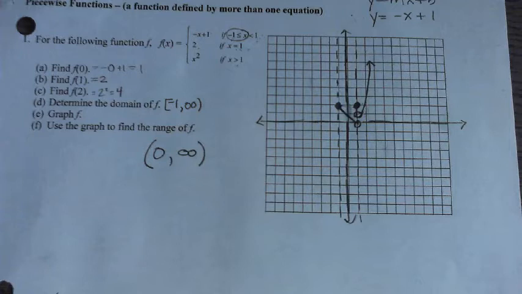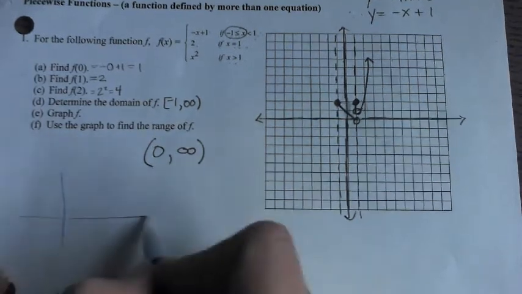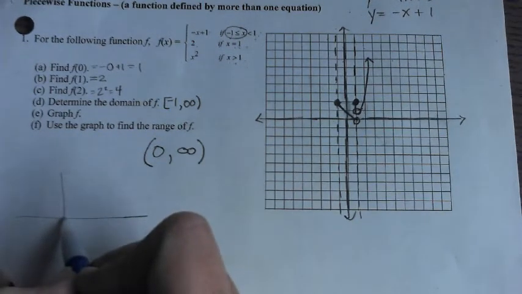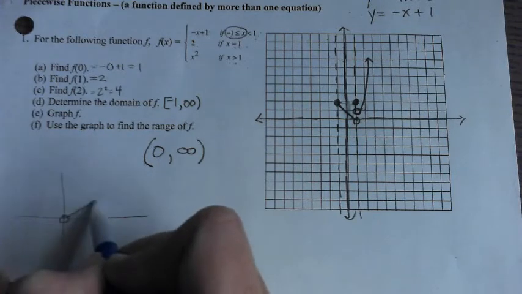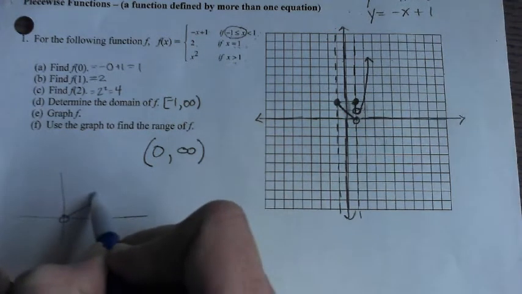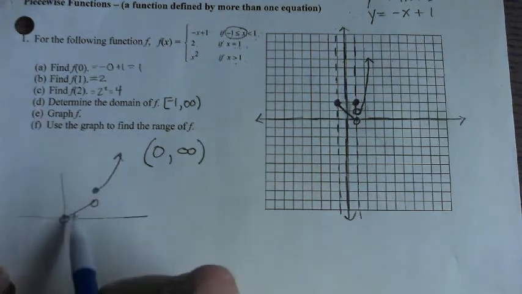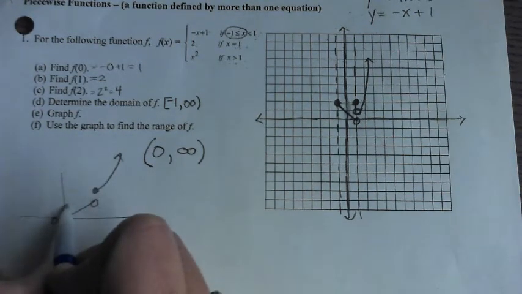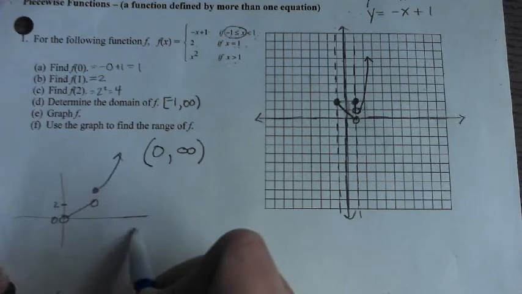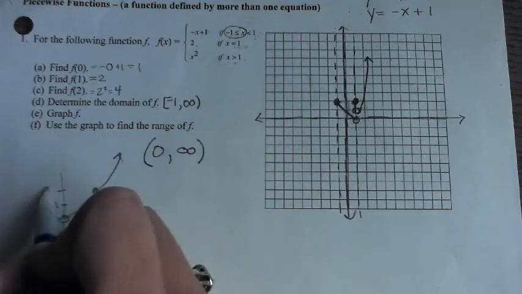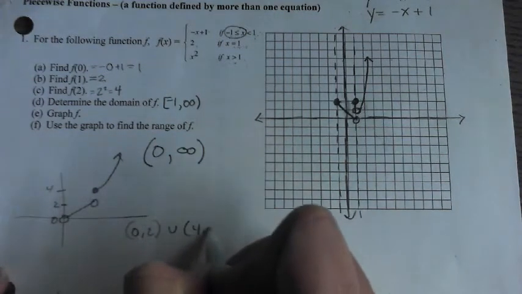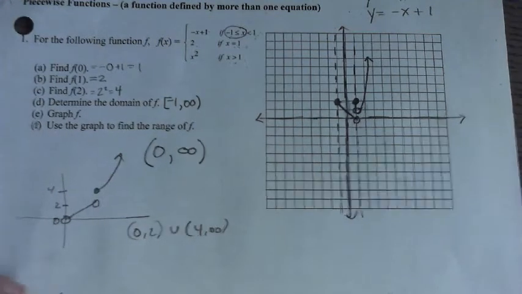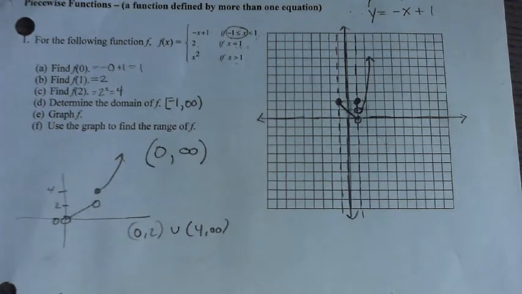Any questions? Yeah. Like if it did something like this to 2, and then skipped and went up, you'd have to go 0 to 2, and then let's say it picked back up at 4, and then you'd have to go 4 to infinity, something like that. You would have to definitely show that, because 3 is not in there. That got jumped over. Yep.